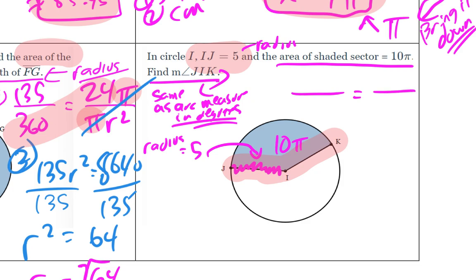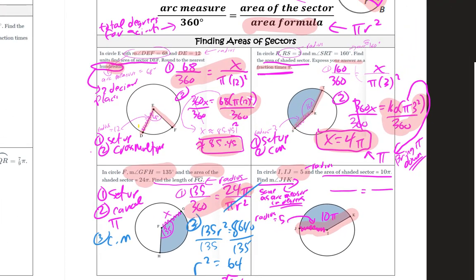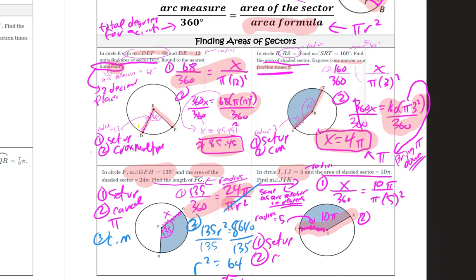So if we know that's the same thing as the arc measure in degrees, let's just set it up. We're going to set it up the same way, just different numbers. We said the arc measure goes on top over 360. They want us to find the arc measure, so that's going to be right over there over 360 equals, we said the area of the sector goes on top. It says the area of the sector is 10 pi over pi times the radius, which is 5 squared. Okay, so that's our first step. Second step is to cancel pi.